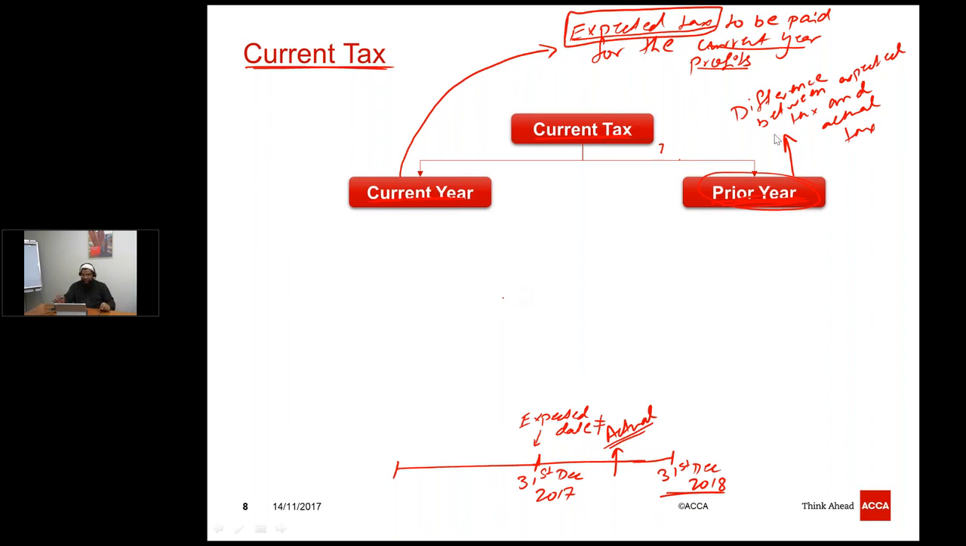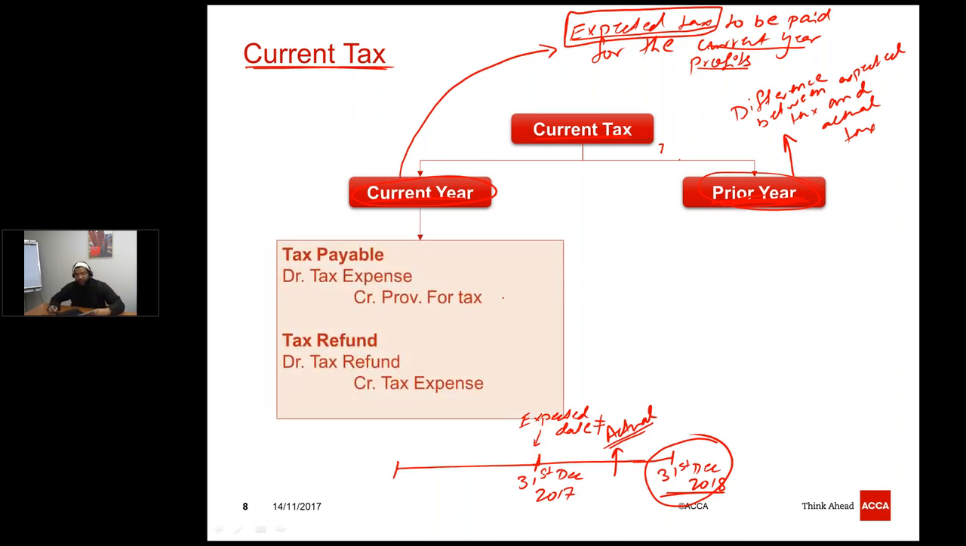Yes, Harsh. So now there are two elements in 2018. In 2018, we are going to record two elements. One, the prior year impact of the last year, and second, the current year impact of the current year. So the current tax current year of 2018 and the current tax prior year of 2017, both will be recorded in 2018. So the current tax current year of 18 is also recorded, and the current tax of 17 is also recorded in the current year.